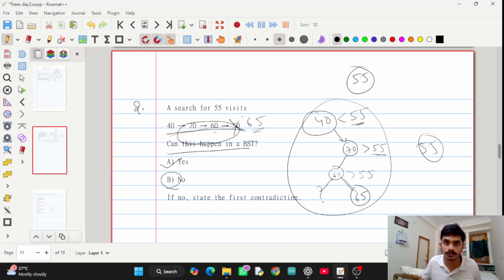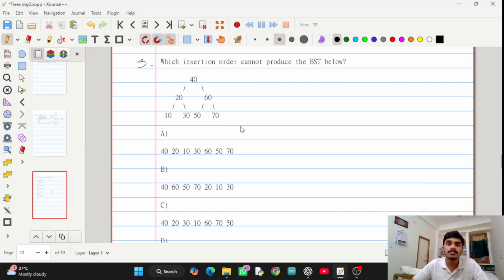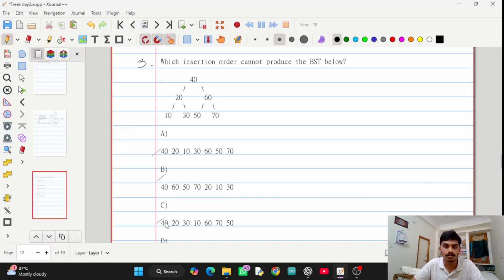I hope you are clear with the concept. So, moving on to the next one: which insertion order cannot produce the BST below? We need not construct a tree for this one, or this one. We don't need to construct a tree for all of these. I'll tell you a small trick.